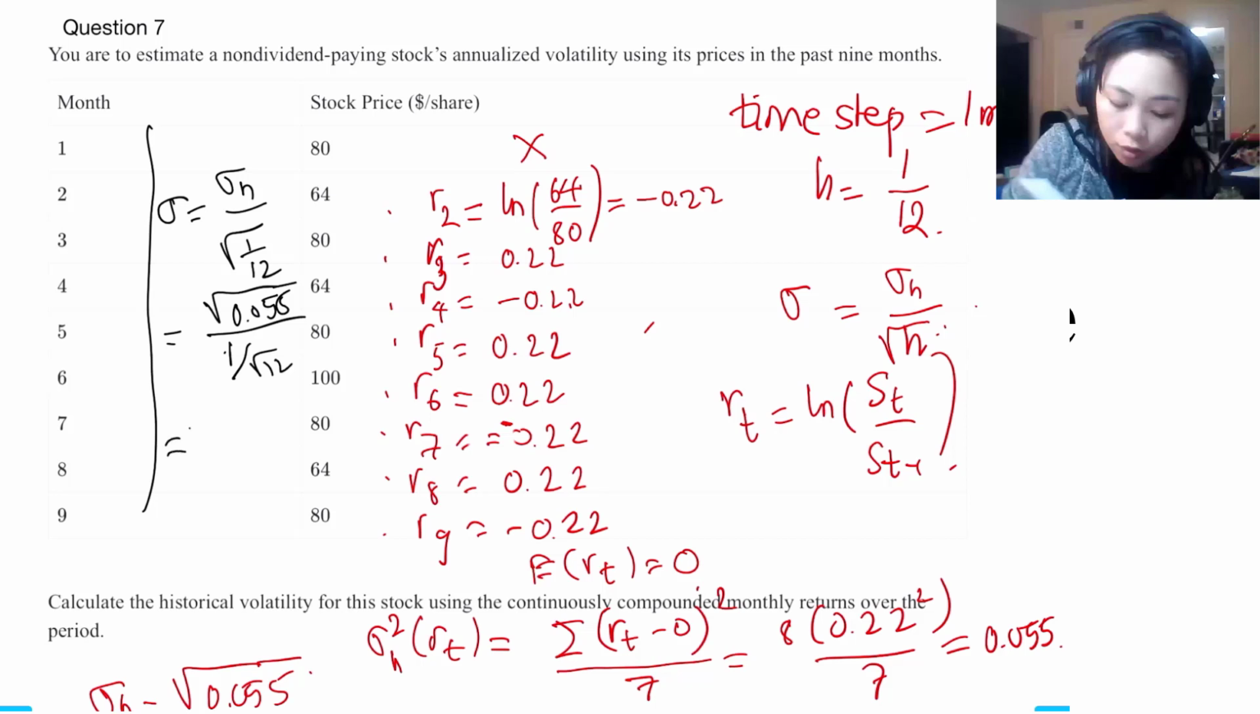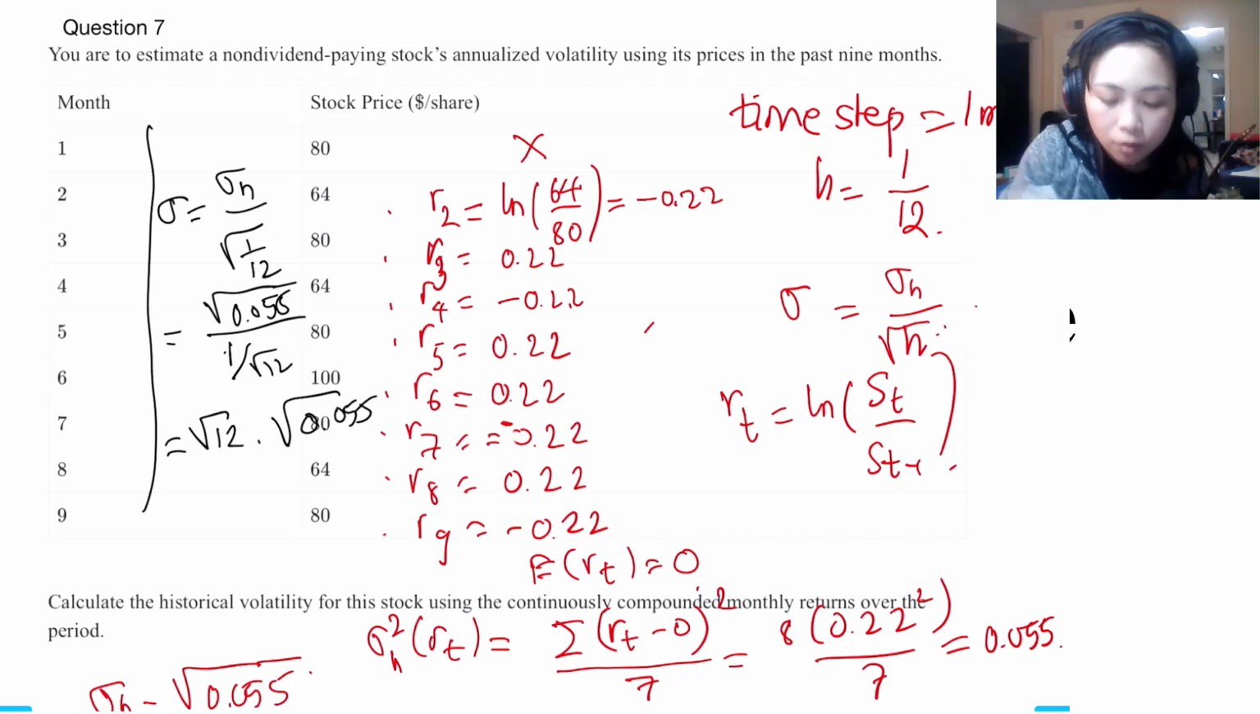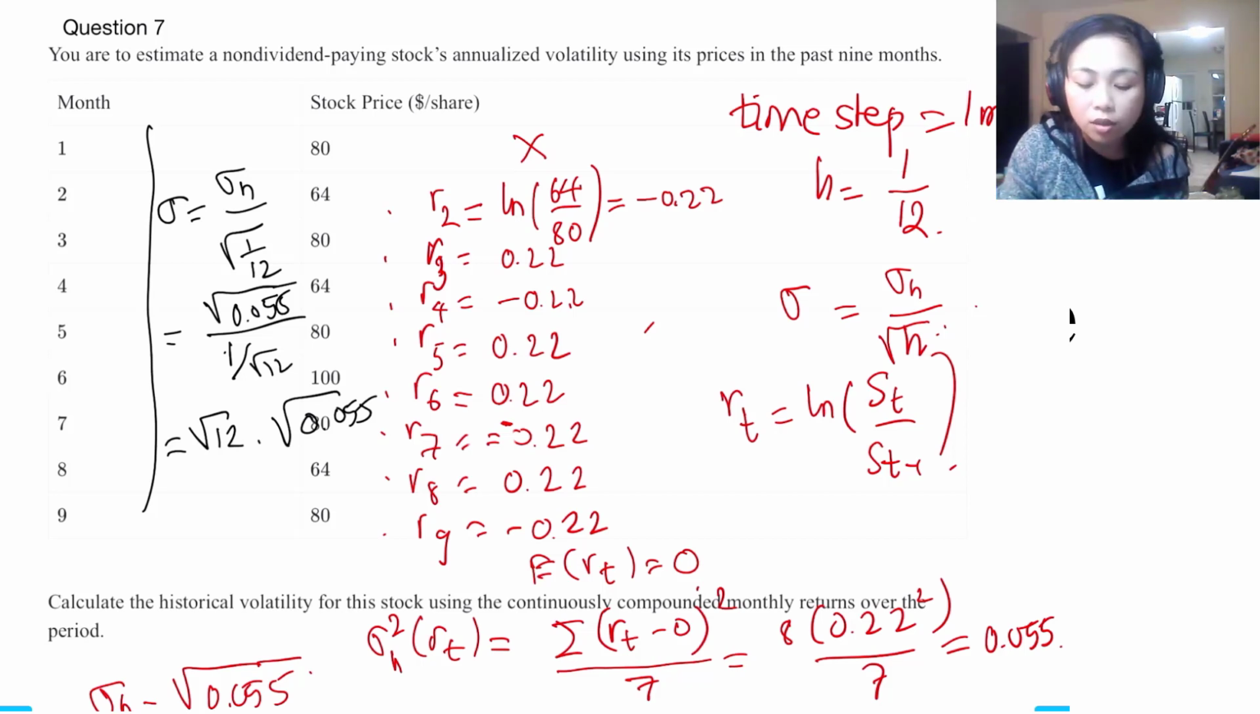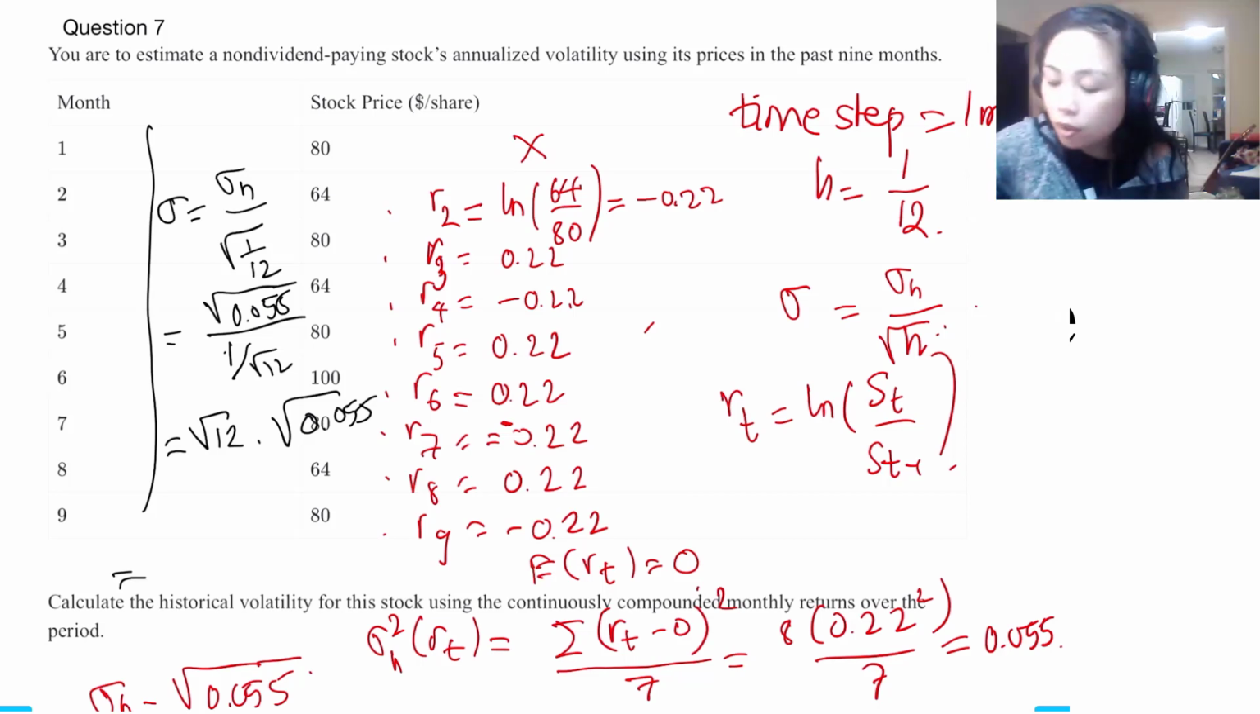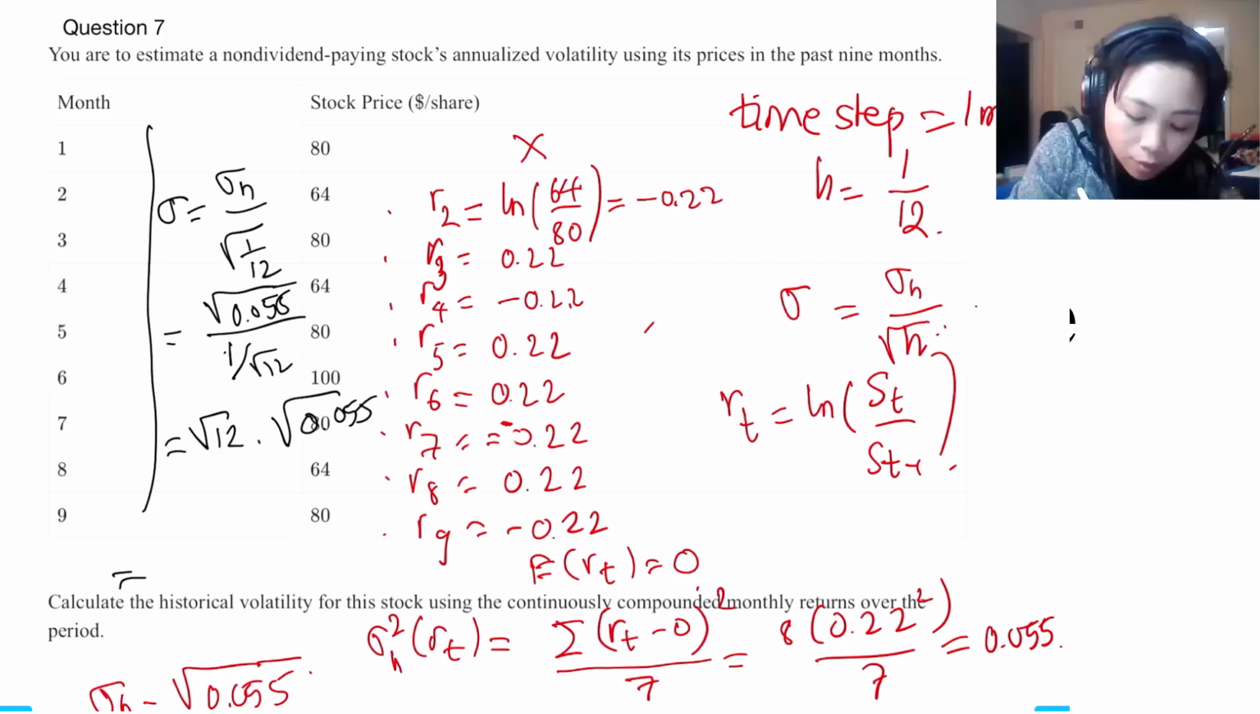Alright. Question 8. The lognormal model for the stock prices is given by S of t is equal to 10 e to the 0.03 t plus 0.1 square root of t times z, where z follows the standard normal distribution. Determine the 90th percentile of S of 2.